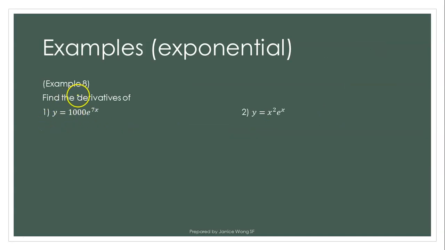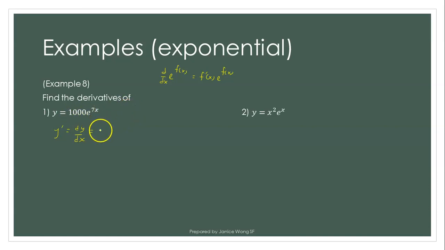Number 1, in example 8, find the derivative of y equals 1000 times e to the power of 7x. First of all, we ask ourselves, what type of function is this? This is an exponential function because the power is in terms of x. So the derivative, y prime, also written as dy over dx, will be equal to, it's already in base e, so we can apply the rule, where the rule tells us differentiate e to the power of f(x) is equal to f prime x times e to the power of f(x).